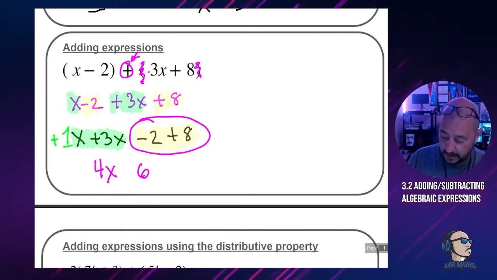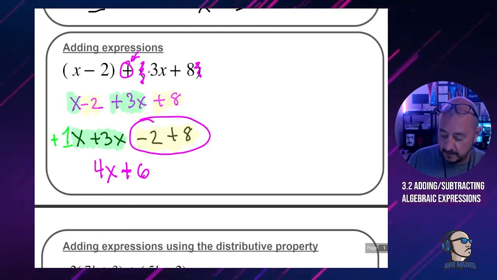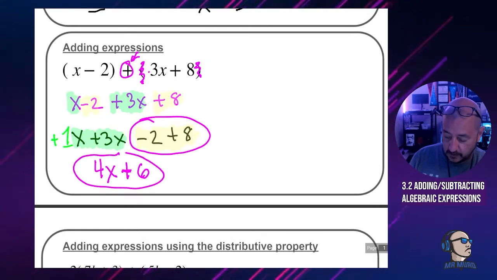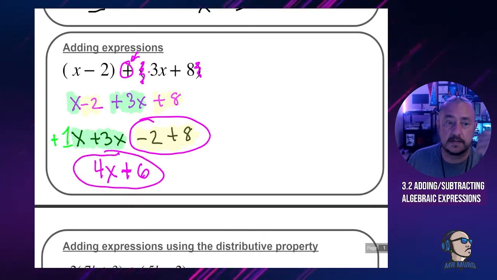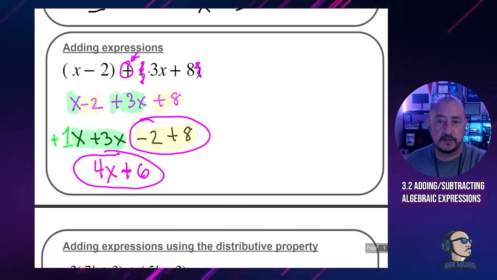Well, the biggest absolute value in this case is my 8, so that's going to stay positive. My answer is going to be positive 6. So my final expression is 4x plus 6, because I cannot make it any simpler. That's your answer. Okay, let's move on to the next one.